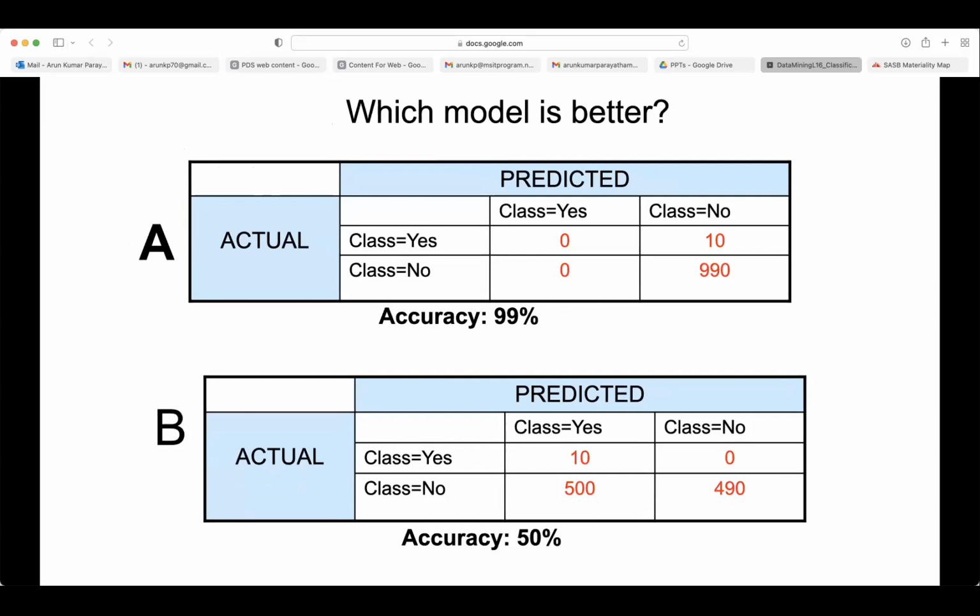So there's another example. This is 50%. Is it good if we go by accuracy? What is happening here?